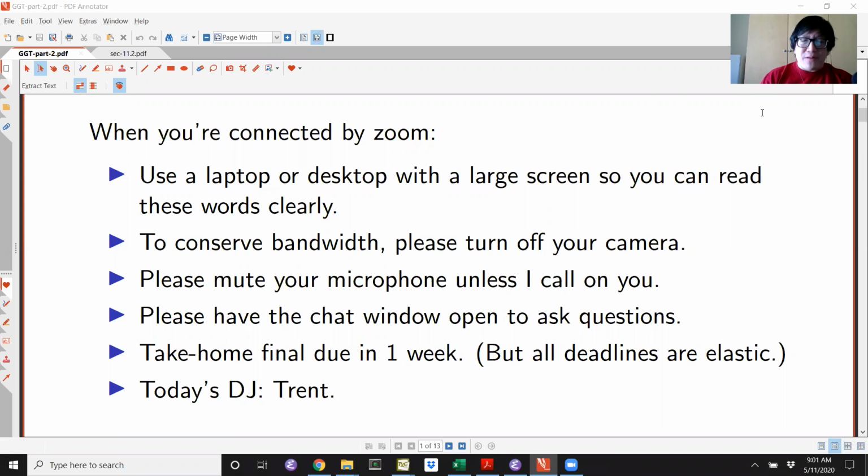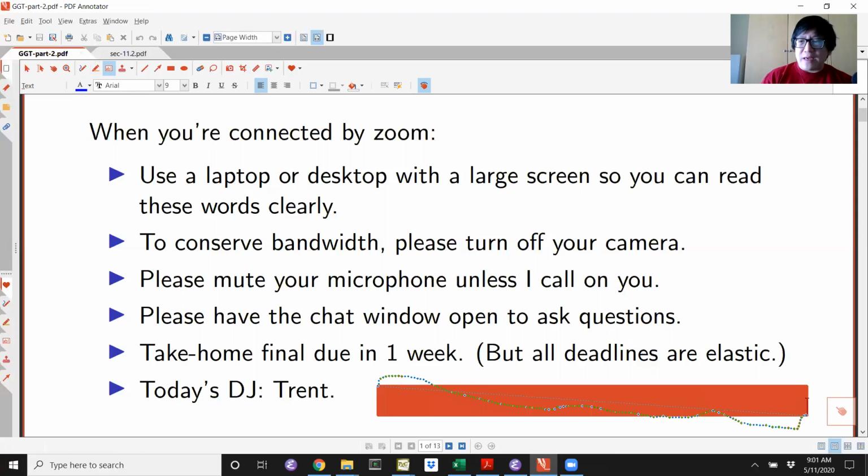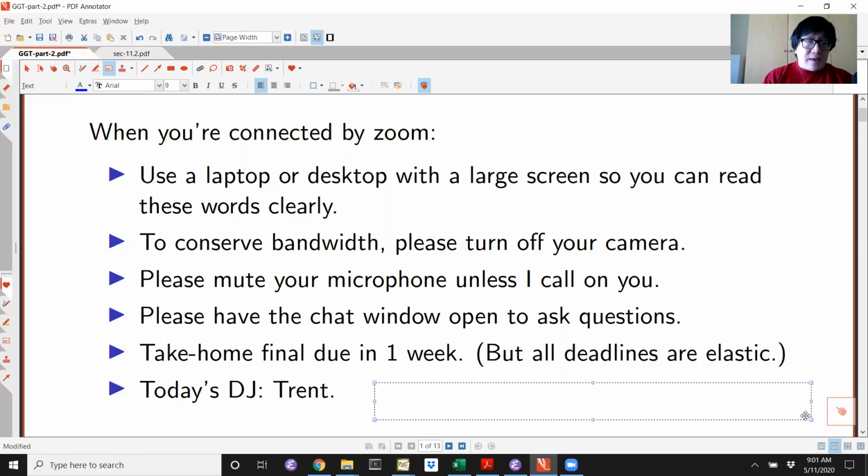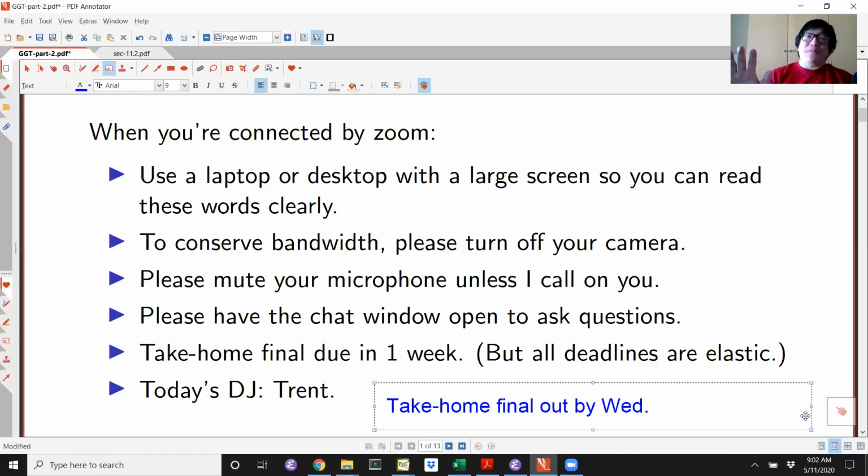Let's see, there's a take-home final. The last thing to do will be a take-home final that's due in one week. Like I said, all deadlines are elastic, so take as much time as you need. I have to write it. I have some idea what's going to be on it, but the take-home final will be out either tomorrow, or let's say by Wednesday, if not by tomorrow. And that will be your last assignment in the course.